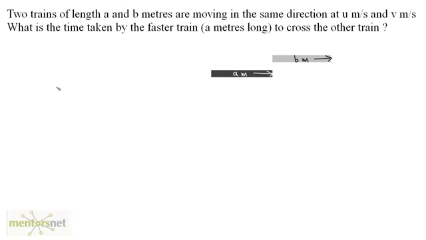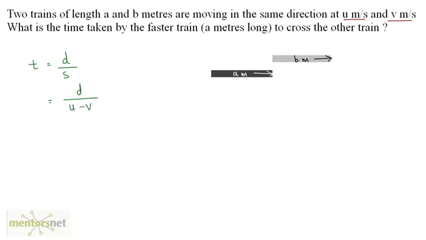Now this question also gives you a similar situation. You have two trains of length A and B which are moving in the same direction at U meters per second and V meters per second speed. What is the time taken by the faster train, which is this black one, A meters long, to cross the other train? Well, let us write the formula for time, which is distance upon speed. What is the speed? These two objects are traveling in the same direction. Well, the relative speed will be the faster train speed minus the slower train speed, which is U minus V. So U minus V is the relative speed.